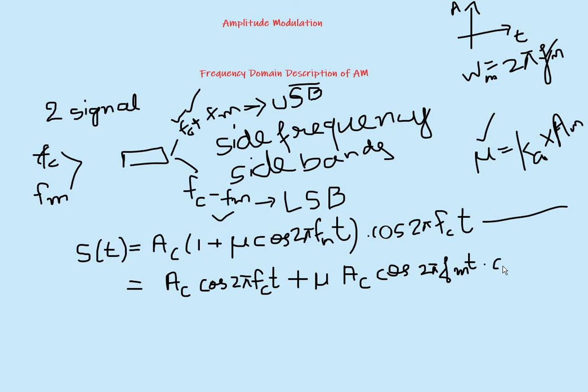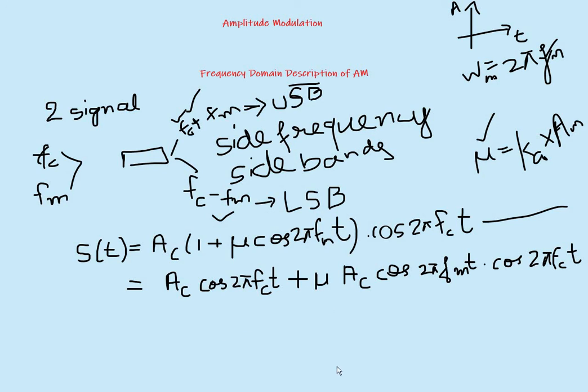I don't have a digital pen because of this lockdown. Otherwise, it would have been easy for me to write. I'm very sorry for taking so much time. You can forward your video to 1.5 or 2 speed and see it. Okay, so this is the equation that we are getting after multiplying it.